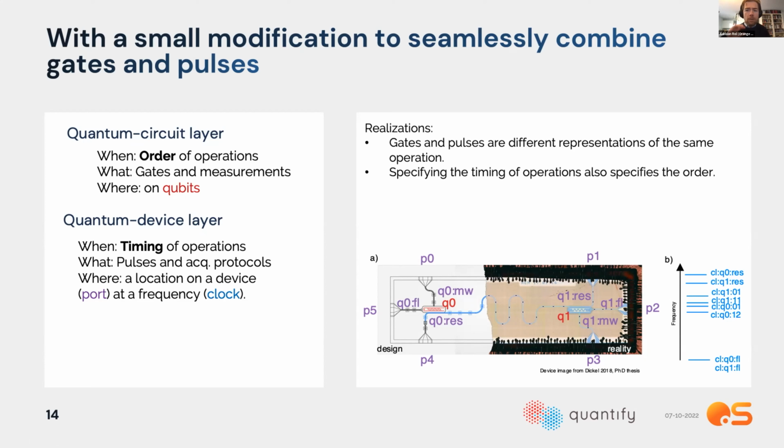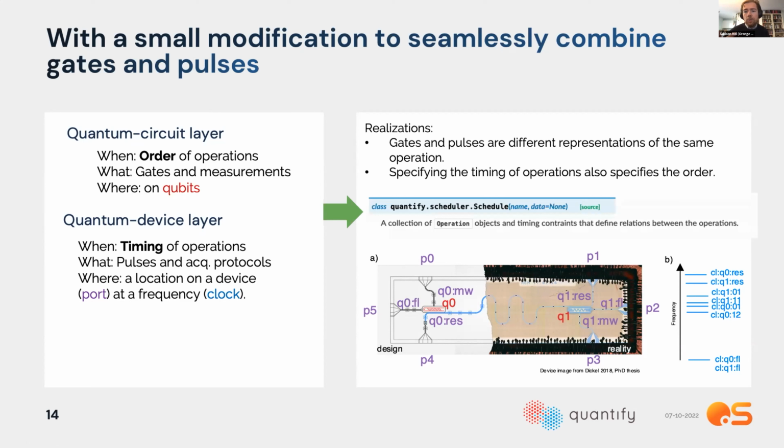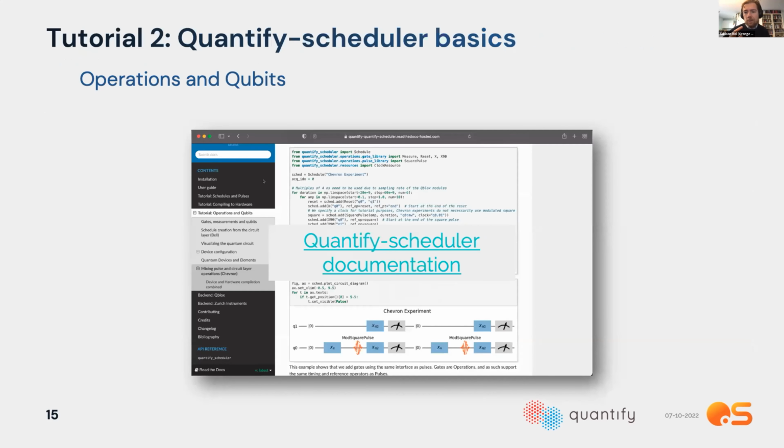And the realization we made is that both these gates and these pulses are different representations of the same operation, the same conceptual thing we're trying to do. And if you're specifying the timing, you're also specifying the order. That allows us to combine these things into the schedule data structure. And this is where Quantify Scheduler comes in, and deals with all this compilation. And here I also want to briefly show you a quick demo where we're seeing this compilation.